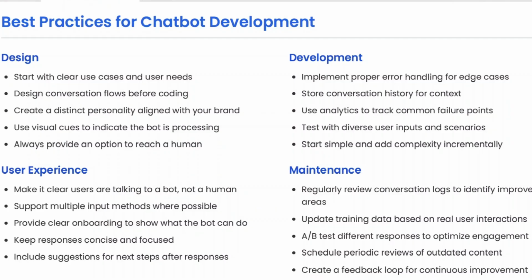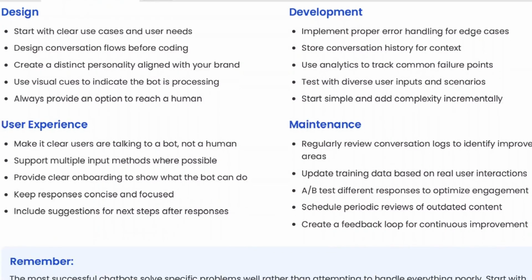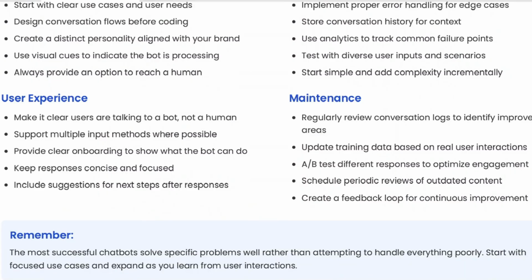And when we talk about maintenance, regularly review conversation logs to identify improvement areas, update training data based on user interactions, A/B test different responses to optimize engagement, schedule periodic reviews of outdated content, and create a feedback loop for continuous improvement. So basically, the most successful bots are those which solve specific problems rather than attempting to handle everything poorly. So you can start with focused use cases and expand as you learn from user interactions.